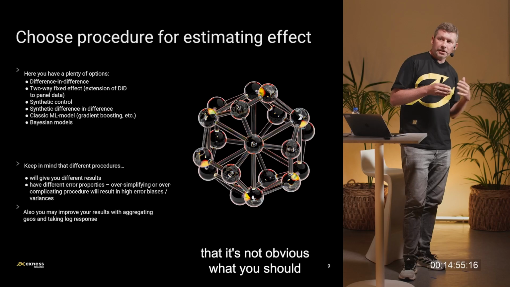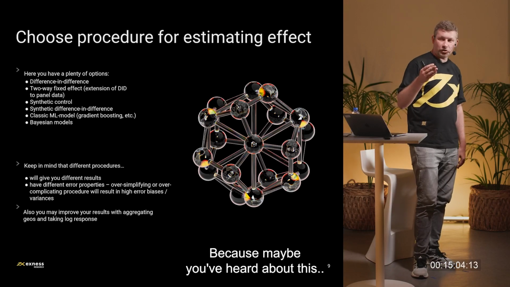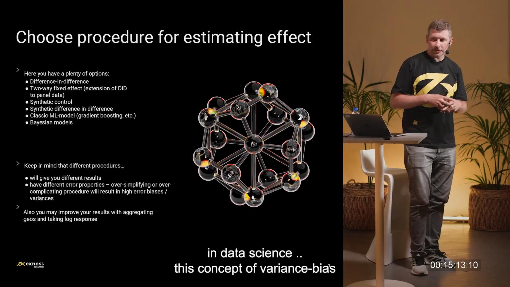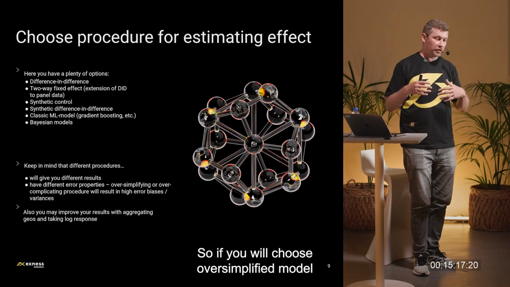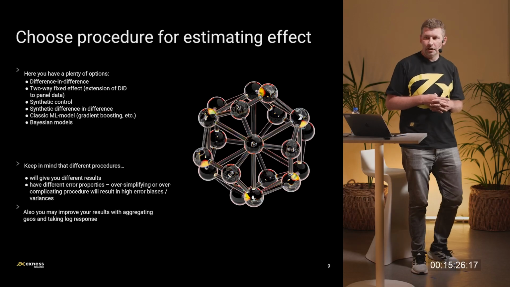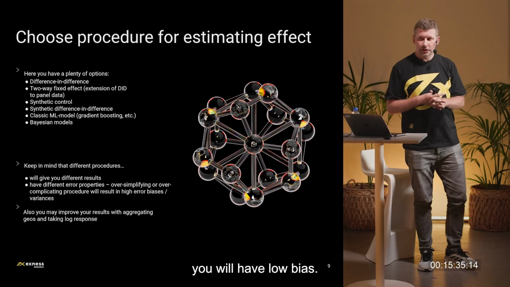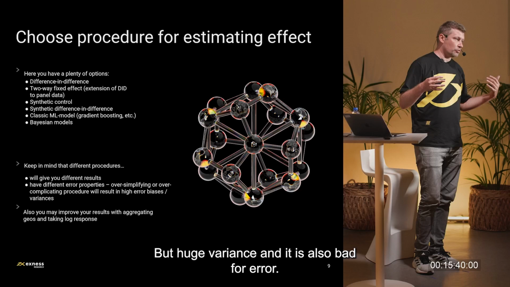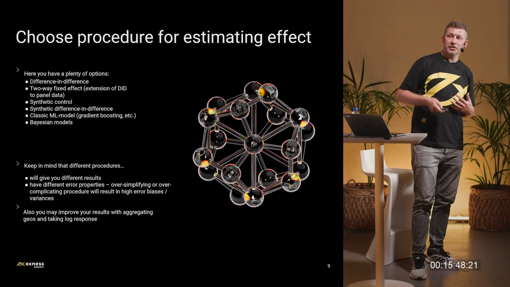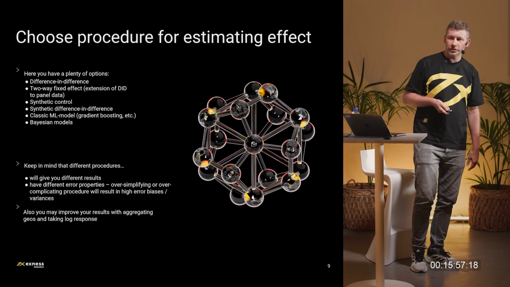Also, you should keep in mind that it's not obvious that you should prefer the most complicated model. Maybe you've heard about this: there is a so-called bias-variance trade-off in data science. If you choose an oversimplified model, you will have high errors, and you will have biases. But if you choose an overcomplicated model, you will have low bias but huge variance, which is also bad for error. So you need something in between, and we actually used the second method, two-way fixed effects, because it appeared to be the most balanced in terms of this trade-off.